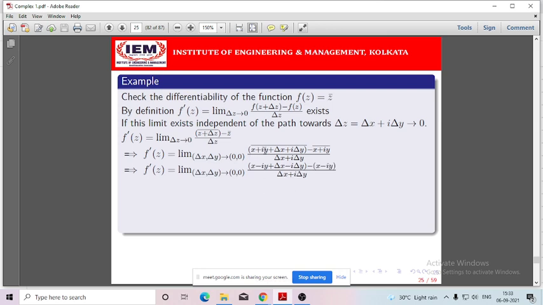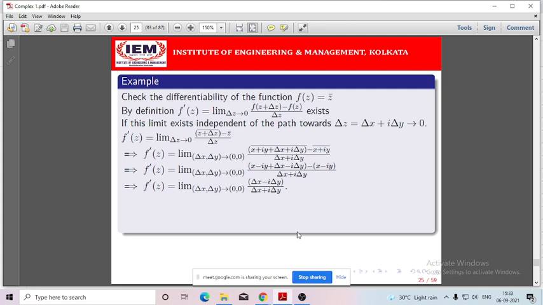Now x plus iy bar means x minus iy, and del x plus i del y bar means del x minus i del y, and this will be minus of x minus iy. So x and iy will be deducted. So this will be converted to the limit as del z tends to 0, that means del x, del y tends to 0, 0, of del x minus i del y by del x plus i del y.